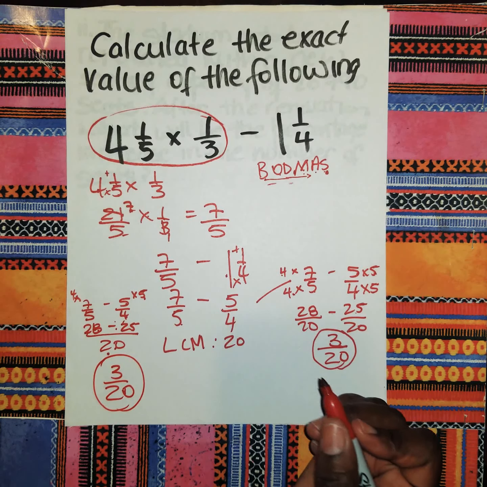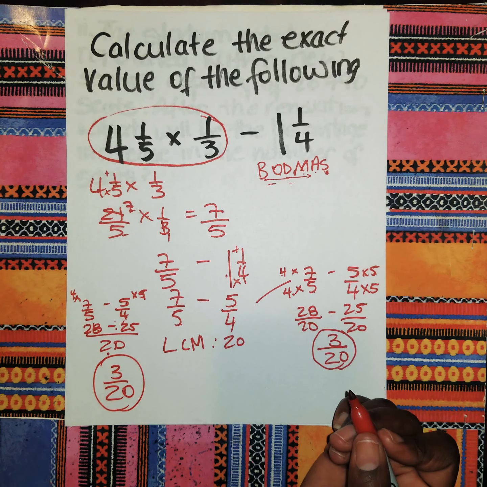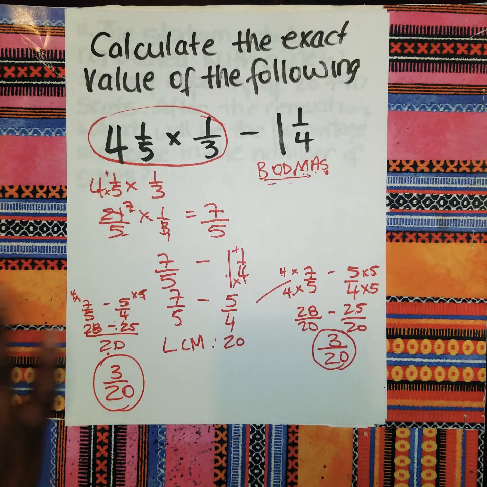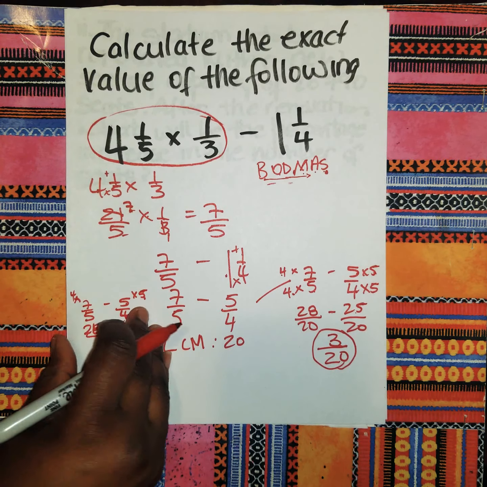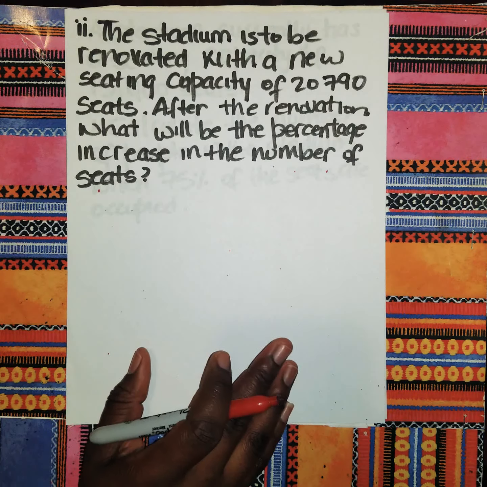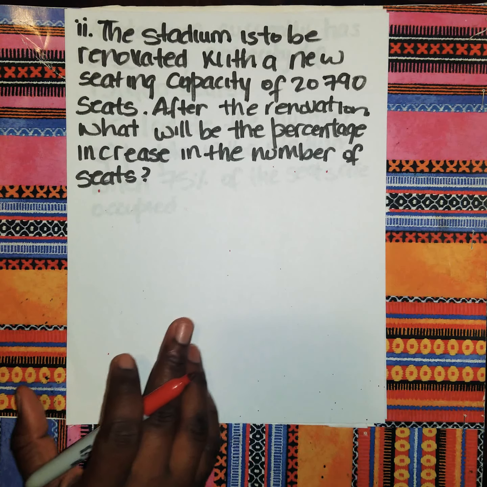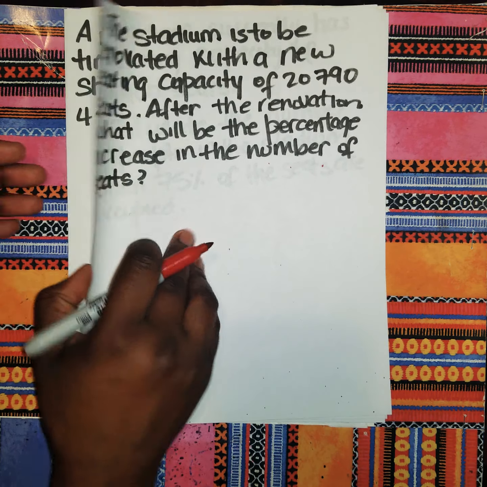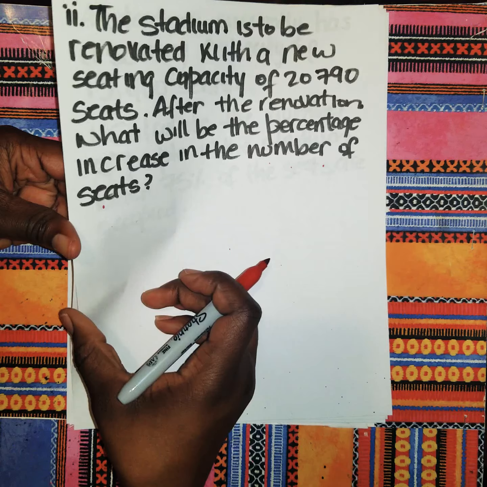Okay, guys, so you have a way how to do this. Whichever is easiest for you and you're more comfortable with, you go ahead and do it. So let's move on to the next question. So it says the stadium is to be, I think that's the second part of the question. Where's the first part? Hold on, guys.